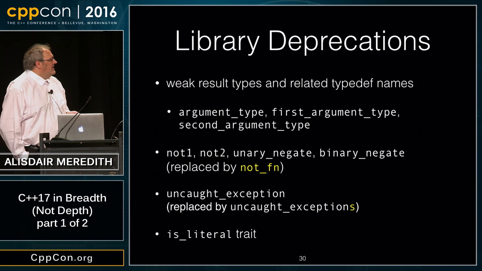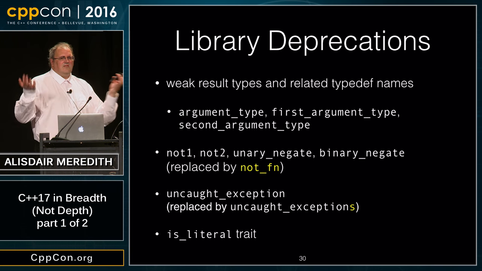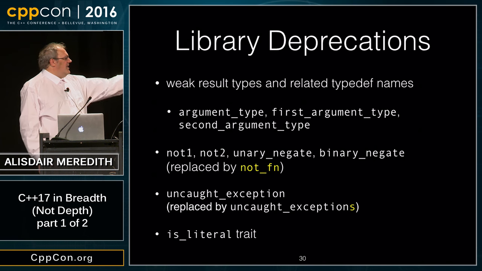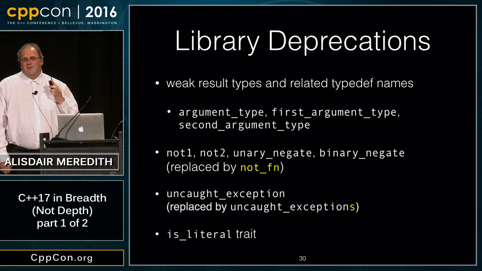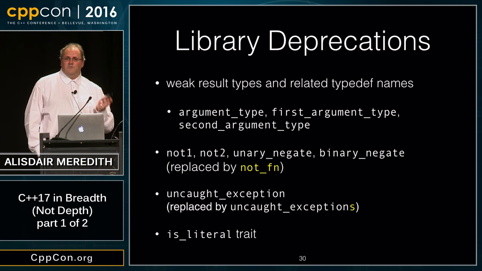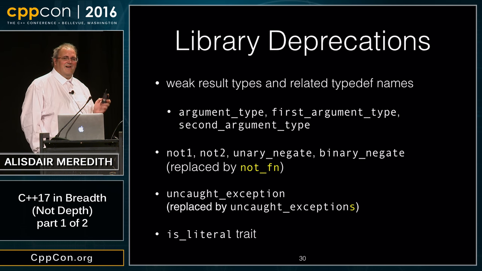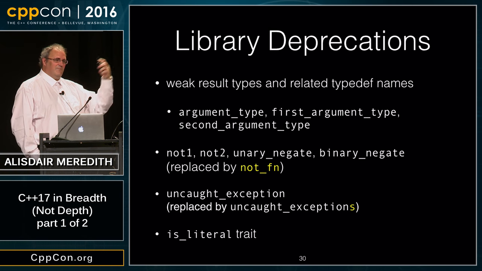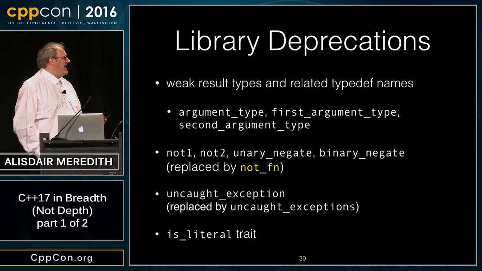uncaught_exception is a particularly poorly specified library function that was trying to let you detect if you're in the middle of stack unwinding, if an exception's already in flight. We're replacing it with a better function called uncaught_exceptions, plural, that will give you a count of how many exceptions are in flight. And if you thought that answer couldn't be more than one, I've got news for you, and I'm not going to tell you how because it's so much nicer not to have to deal with that. But yes, you can do strange things that can have multiple exceptions in flight, multiple versions of the same exception in flight, and uncaught_exceptions will give you an accurate version of that count.